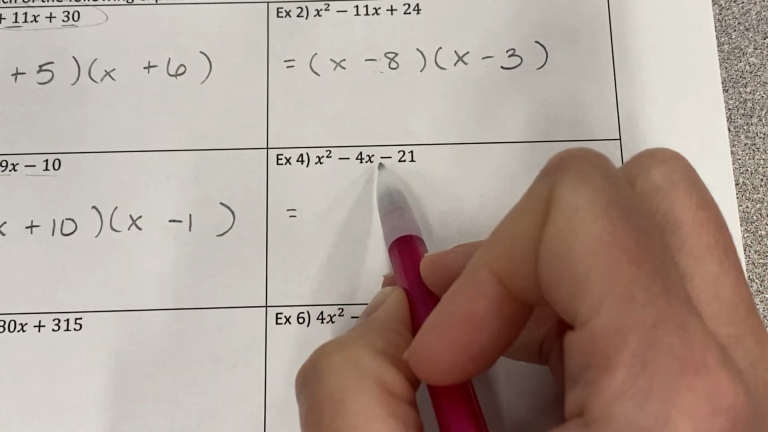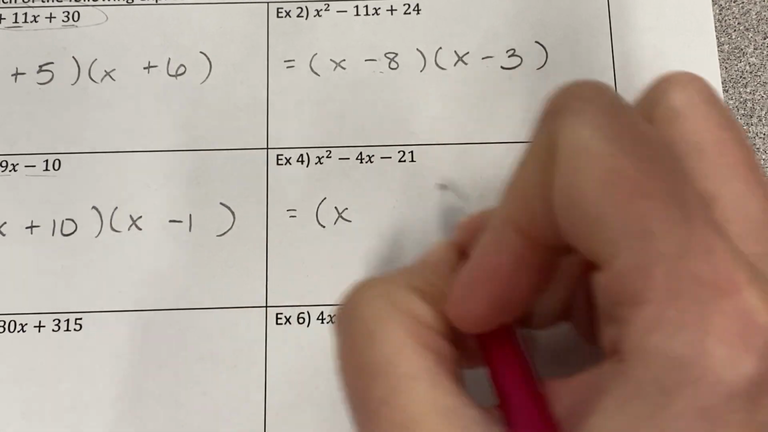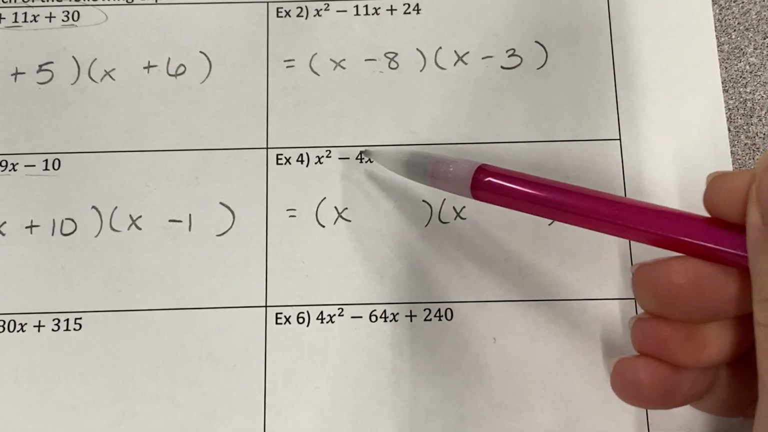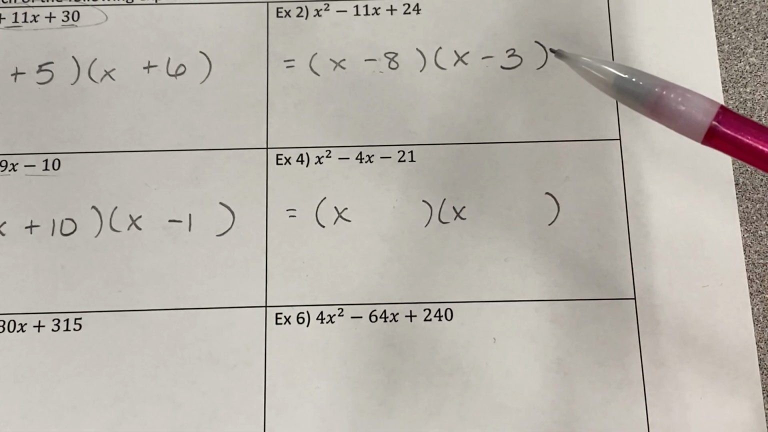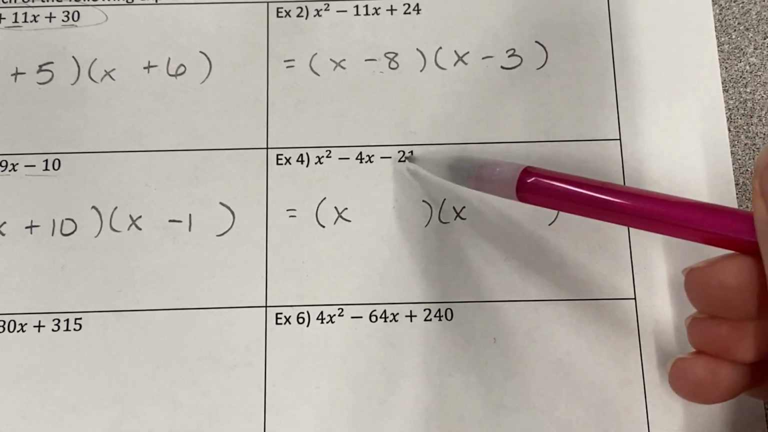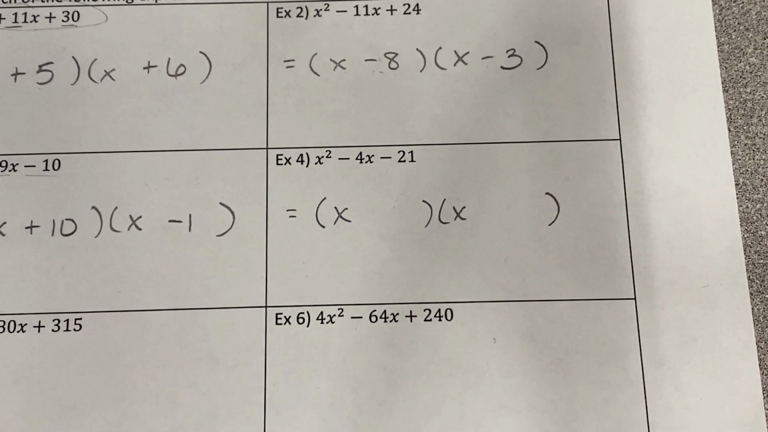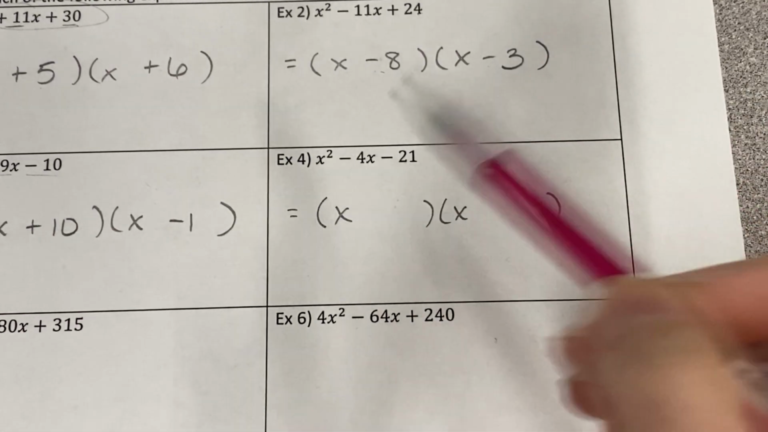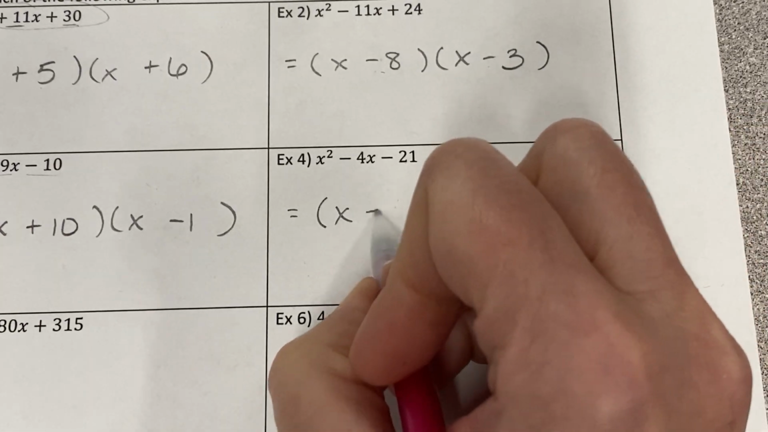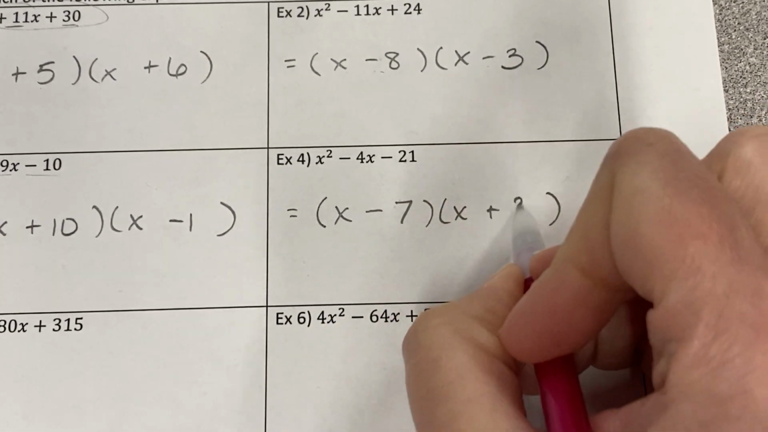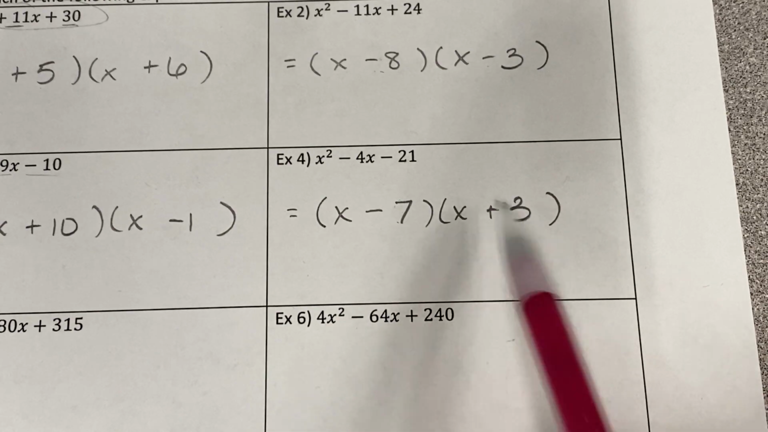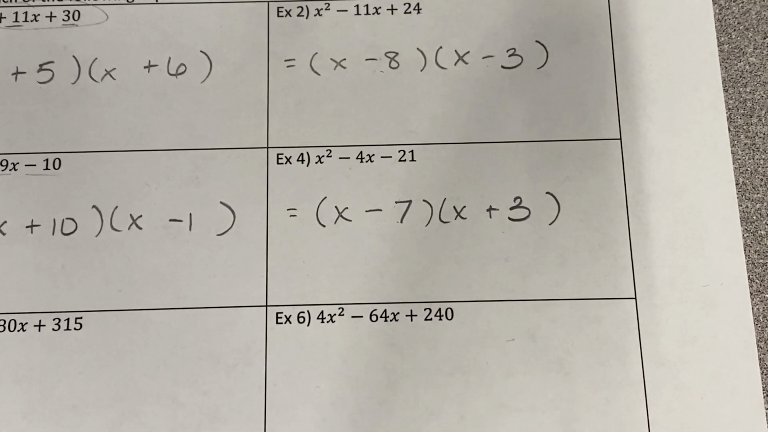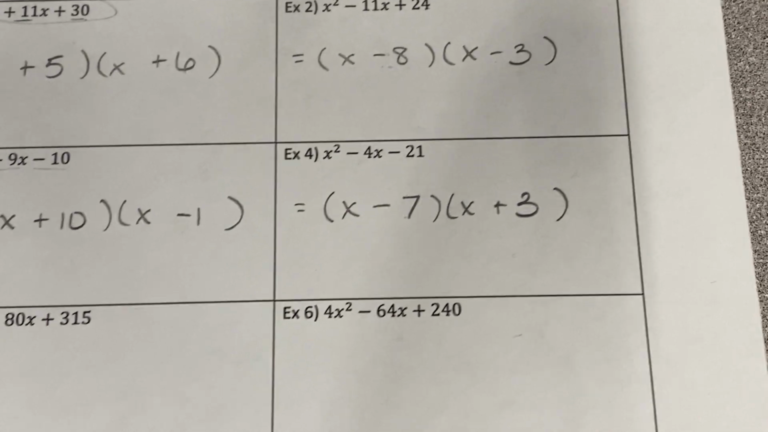All right. Example 4. Again, no GCF. And for this one, we need two numbers that add to negative 4 and multiply to negative 21. So 7 and 3 would multiply to 21. So let's see, to add to negative 4, I would need the 7 to be negative. Okay, when I double check, when I add them, it's negative 4. When I multiply them, it's negative 21.